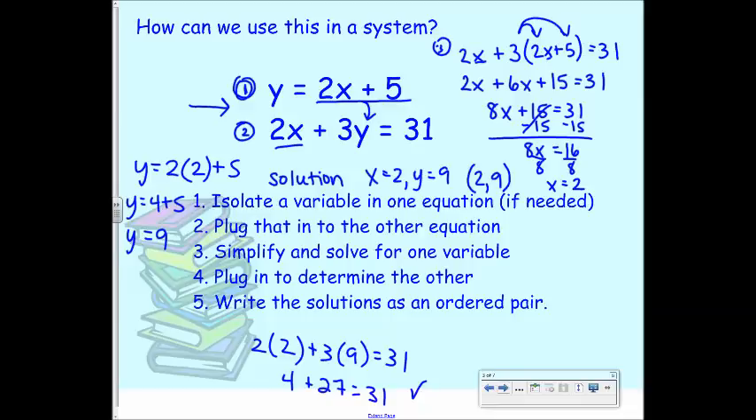Okay? Something that's extremely key is this step 1. Which is isolate a variable in one equation if needed. And we'll look at that in a minute. Okay? So there was a lot going on there. I hope that you're writing this down. All right? I will post this video. You guys can look at this video back again later. But there's a lot going on here, so make sure you're taking notes carefully.